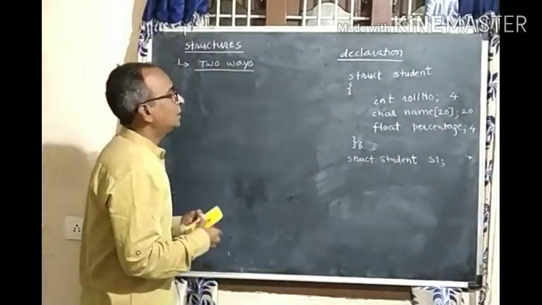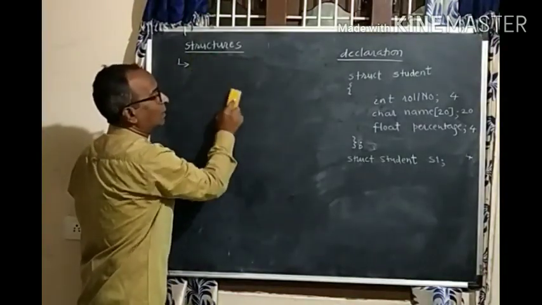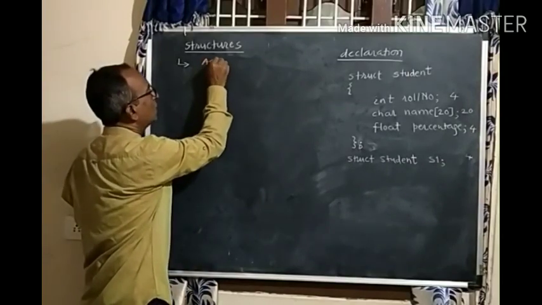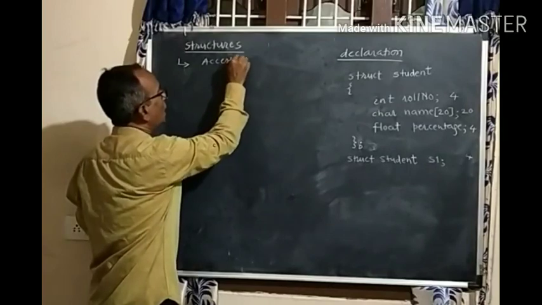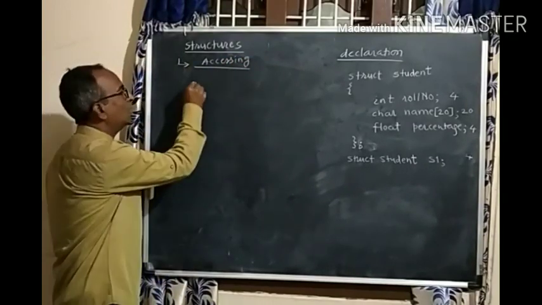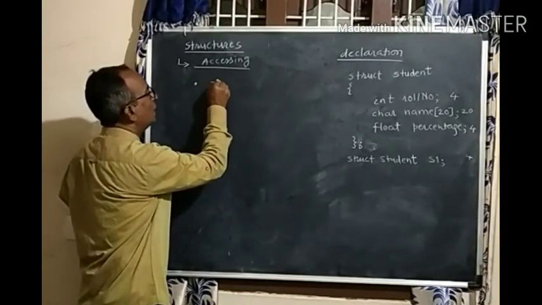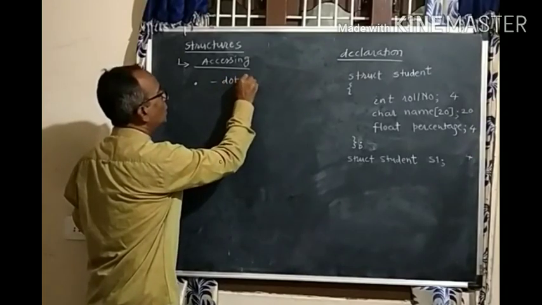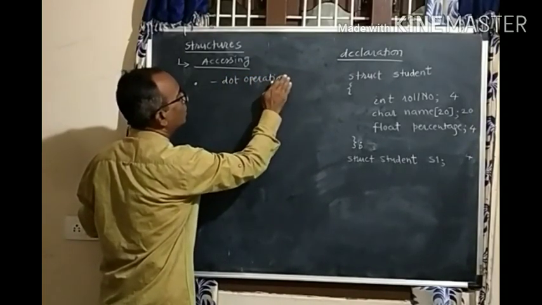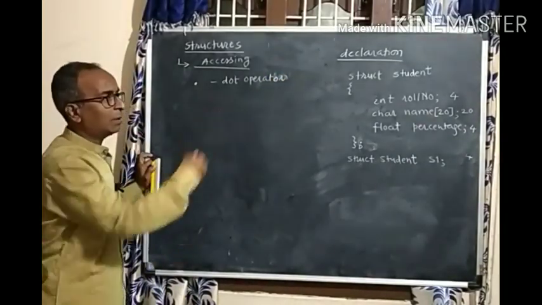So these two ways we have seen first. Then how can we access structures? Now there is a dot operator. We say dot operator that is used to access structure members.